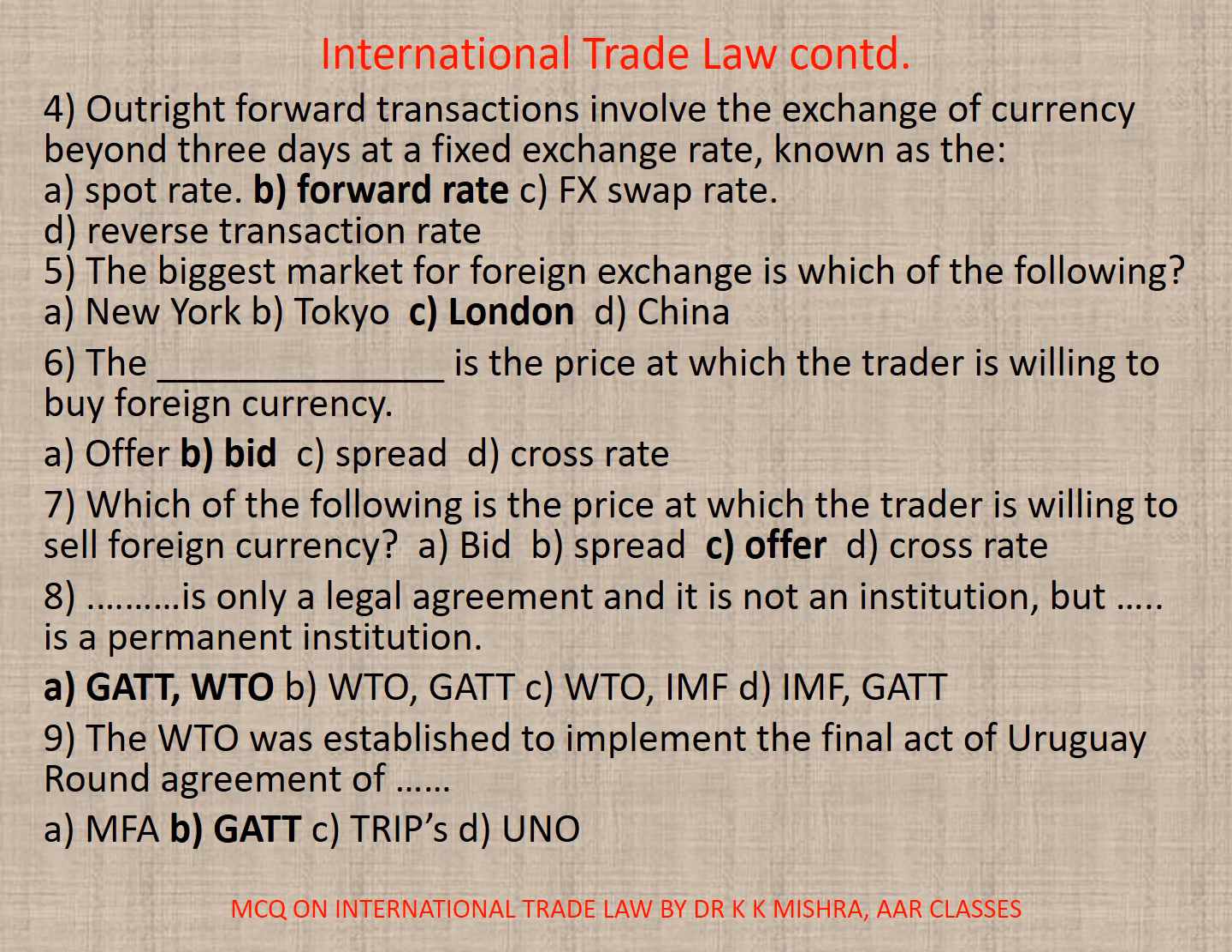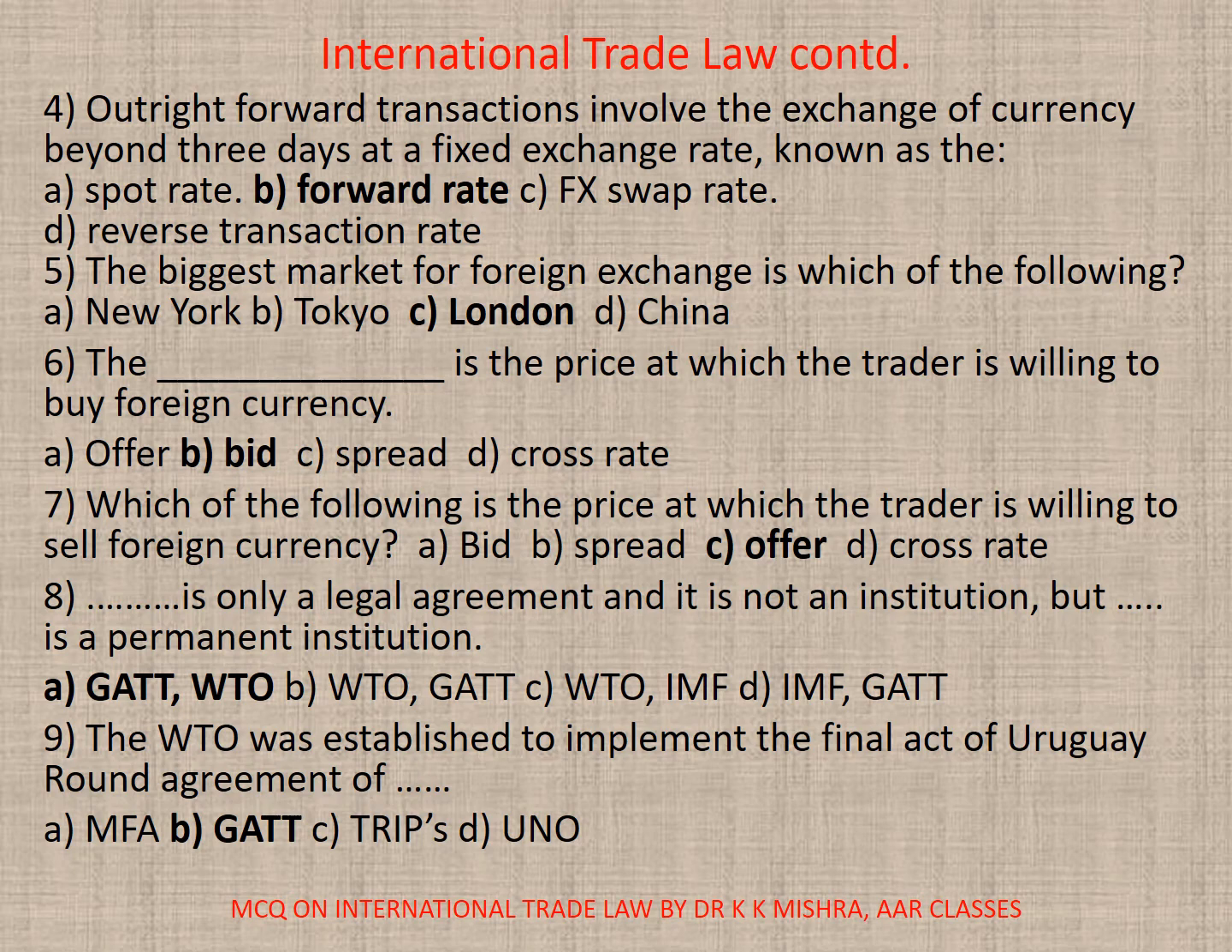7. Which of the following is the price at which the trader is willing to sell foreign currency? A. Bid, B. Spread, C. Offer, D. Cross rate. The correct option is C. Offer. 8. GATT is only a legal agreement and it is not an institution, but dash is a permanent institution. Correct option is A. GATT WTO.